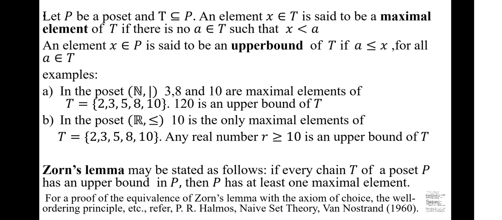Let P be a poset and T be a subset of P. An element x belonging to T is called a maximal element if there is no element a in T such that x is strictly less than a.